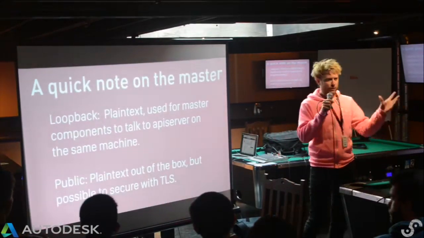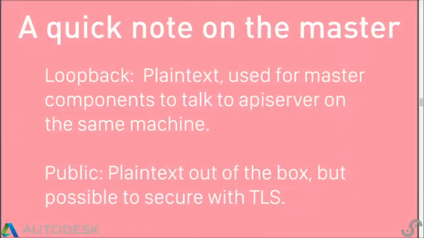Quick note on the master before we go on to the next slide. There's a bunch of ports that only listen on loopback, and that's for the other master components, the scheduler and the controller, to talk to the API. But since those aren't going over the network, Kubernetes, at least in its current version, just makes those listen on loopback. There's no security. Well, if you have someone root on that box, you have bigger problems.